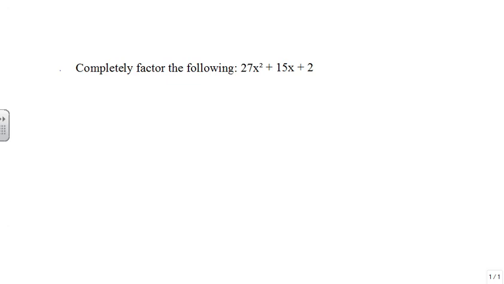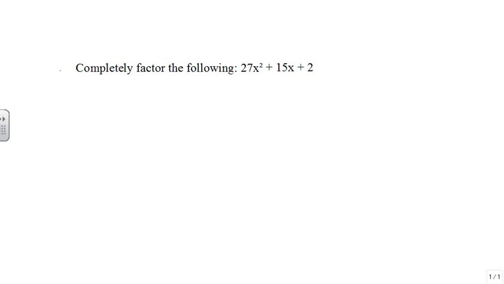This video is dealing with factoring a polynomial where the leading coefficient, which is the number in the very front, in front of the highest exponent, is not 1. In this case, 27 is our leading coefficient. So anything other than 1, you could use these methods for.